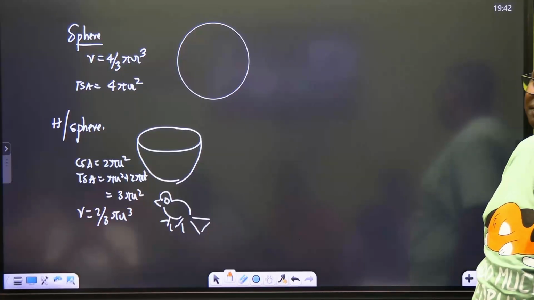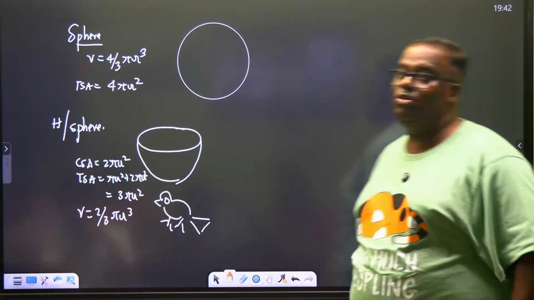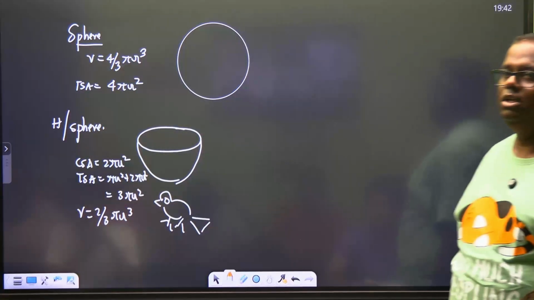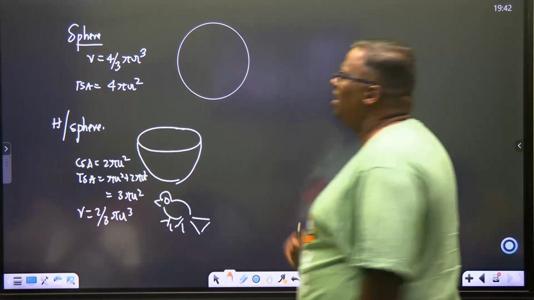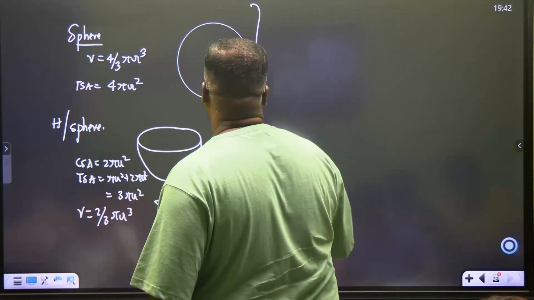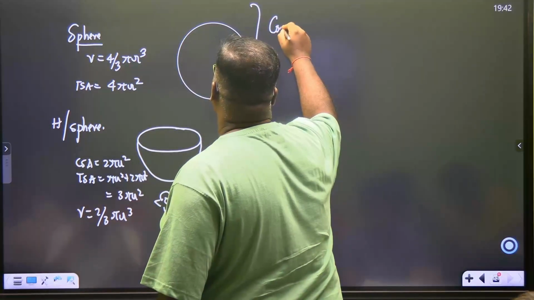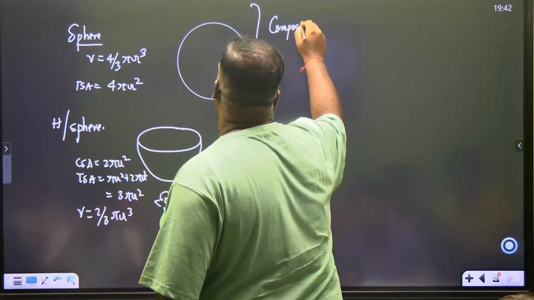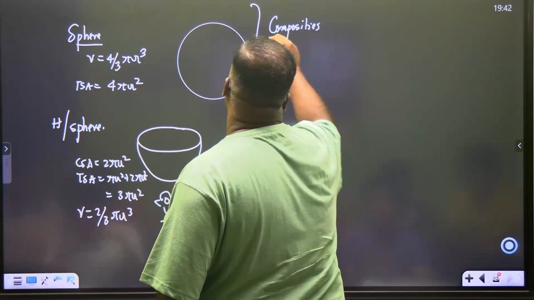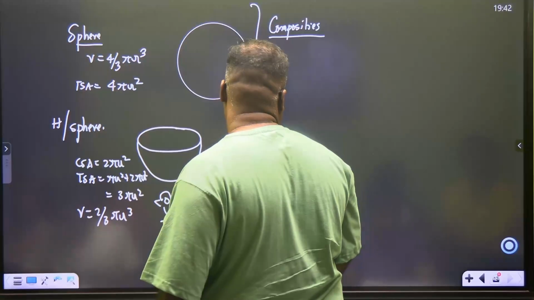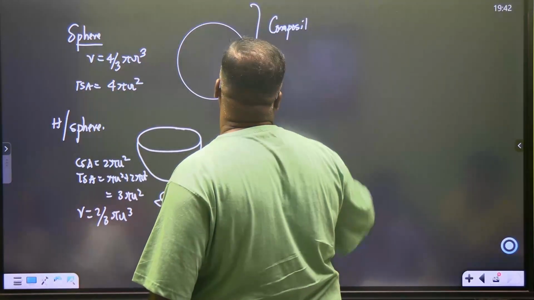Done. Now let's see how. Now we have to do composite shapes. Composite. So before going into chapters, see every problem will be different. So let us now see what all types of composites we can actually think about.